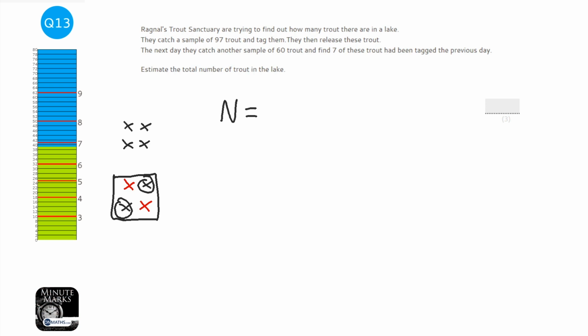N, which is the population size, that's what we're trying to find out, equals M. Now, M is the amount of things that you marked and then released. So on our example here, we marked 4.